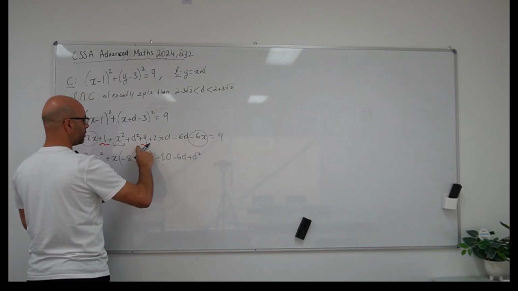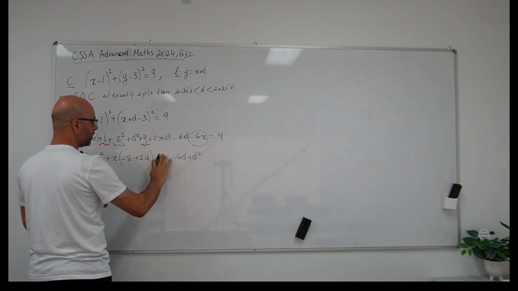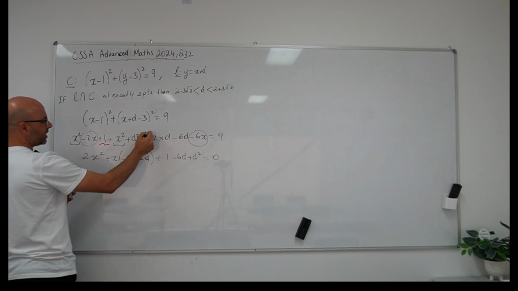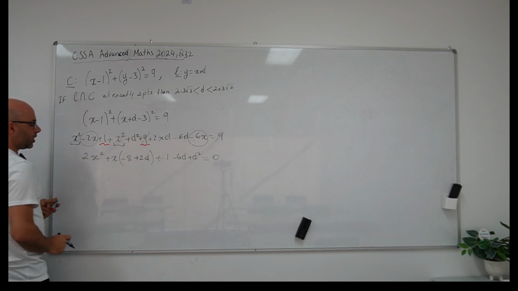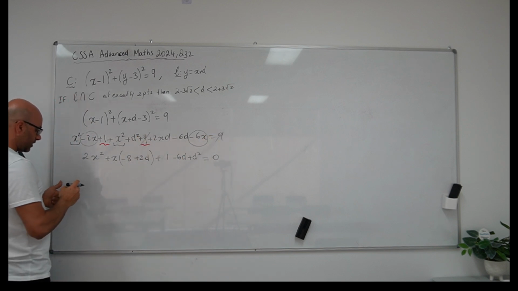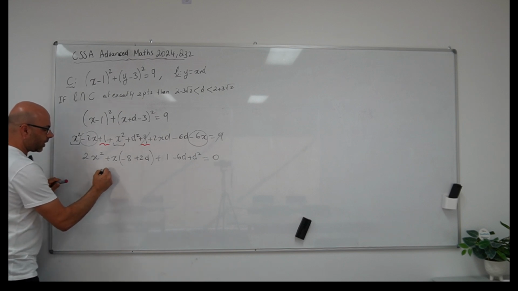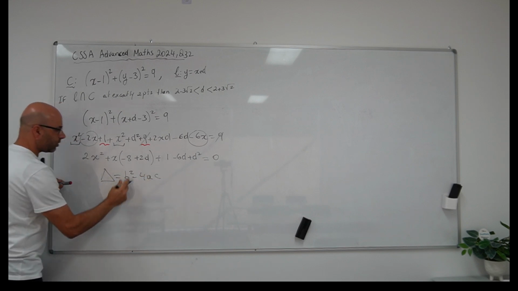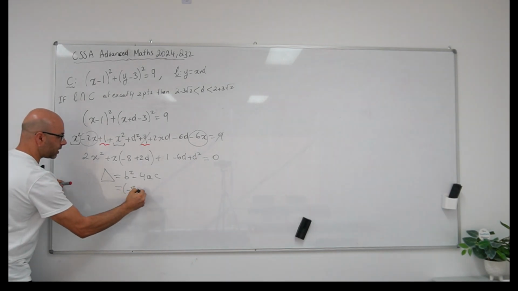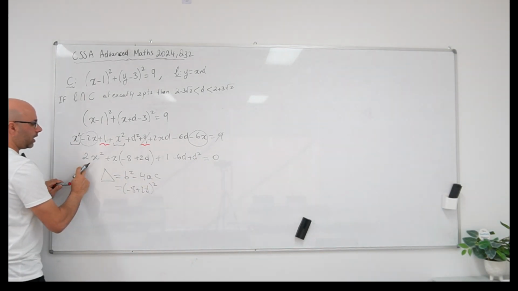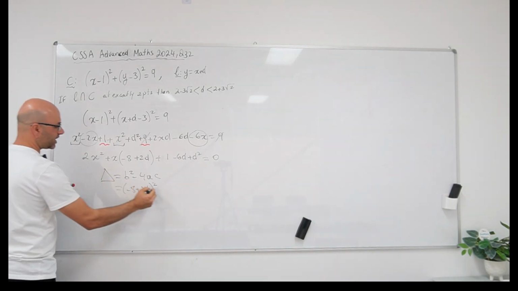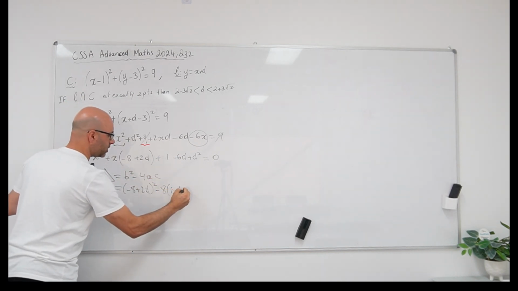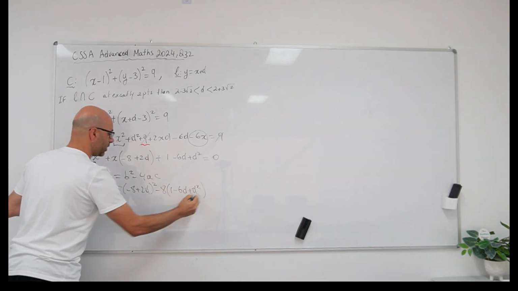If I move that 9 to the other side, it becomes 0. Or you can simply cross 9 and 9 and write whatever is left. So the discriminant in this scenario, which is b squared minus 4ac, what we're going to get, that's b here, (minus 8 plus 2d) squared. And minus 4 times 2 is 8, because a is 2. And that's c, 1 minus 6d plus d squared.